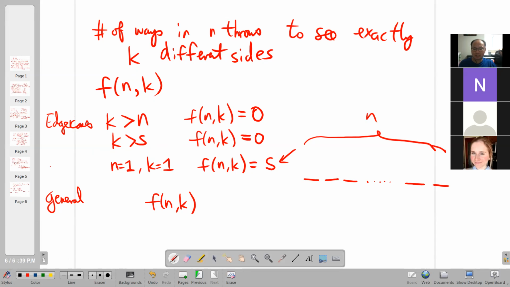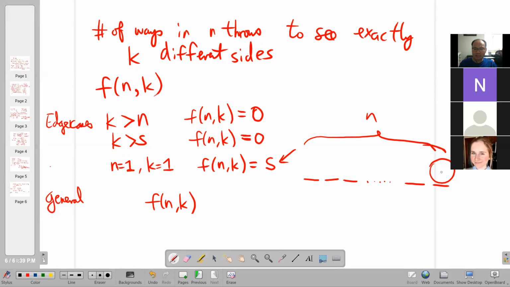N throws. And I'm going to see what's going to happen with my last throw. Okay. I want to get exactly k distinct different sides in the n throws. And I'm going to look at the very last throw.